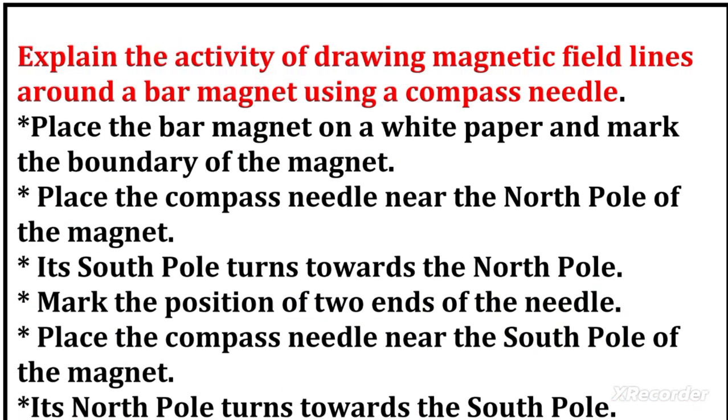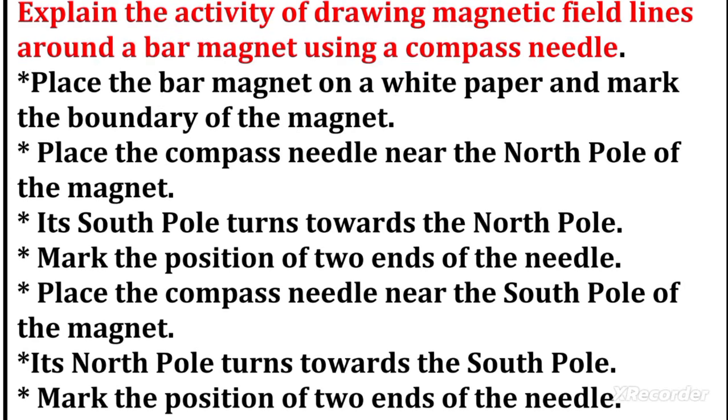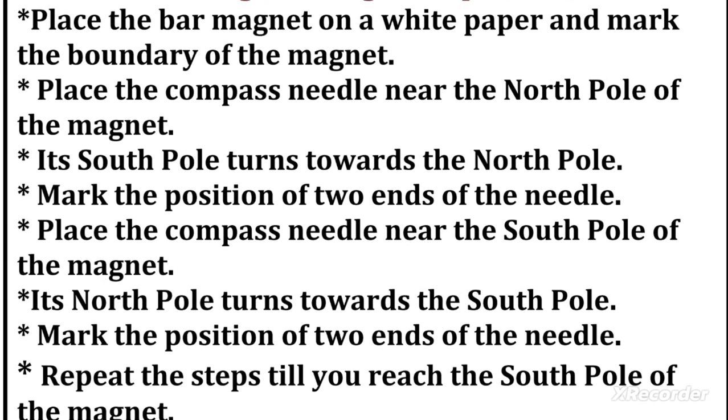Next question, also a most important question, for 4 marks or 3 marks. Explain the activity of drawing magnetic field lines around a bar magnet using a compass needle. Place the bar magnet on a white paper and mark the boundary of the magnet. Next point: place the compass needle near the north pole of the magnet. Its south pole turns toward the north pole.